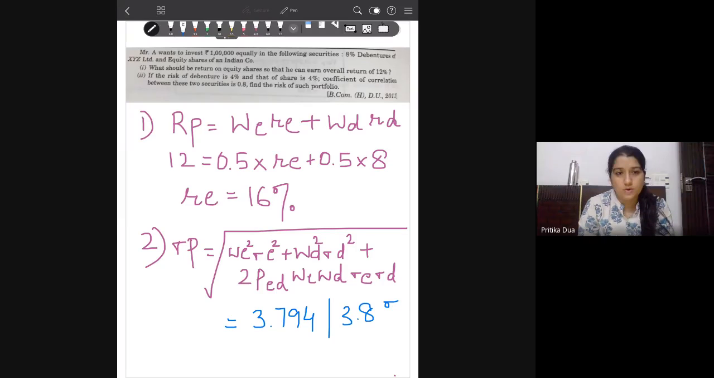Okay, so the return on the portfolio is 12% with a risk of 3.8%. Okay, I think this is enough.